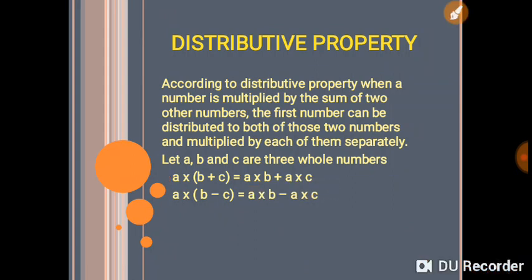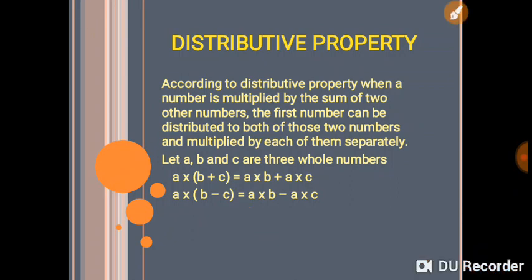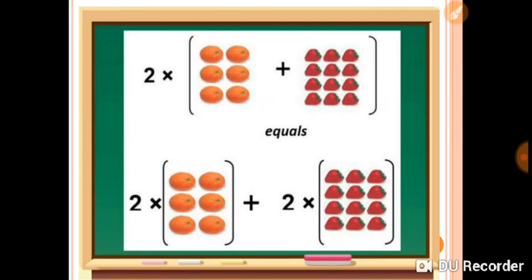Similarly, you can apply this property when there is a minus sign between B and C. This can be done by doing A into B minus A into C. That is, A is distributed among B and C with a minus sign in between them. You can understand this in a better way with the help of an example.